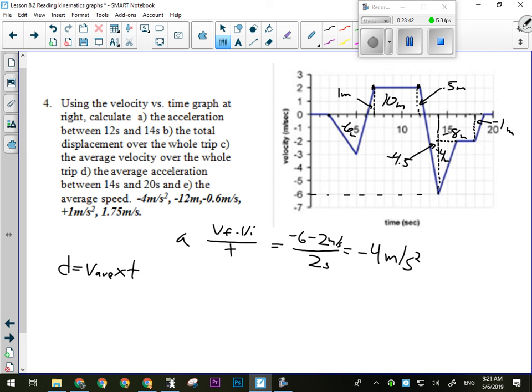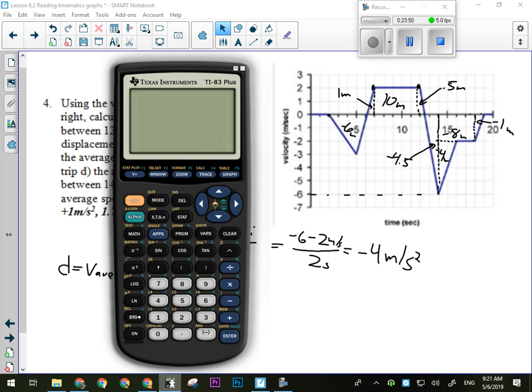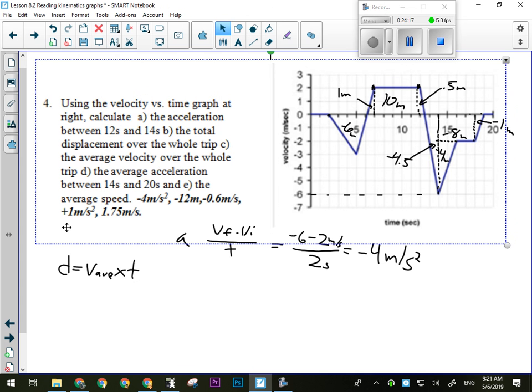All right, now I've got all the displacements. What do I do with them? Add them all up. So we've got -6 plus 1 plus 10 plus 0.5 plus -4.5 plus -4 plus -8 plus -1. All right, so our total displacement is -12 meters. And that's what we got here. A lot of work for that answer.